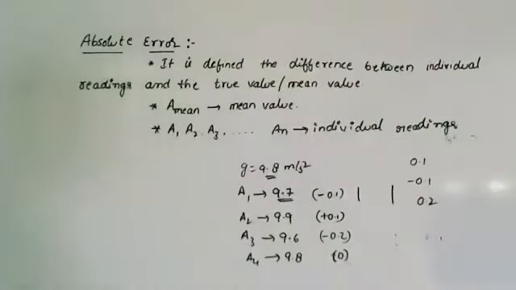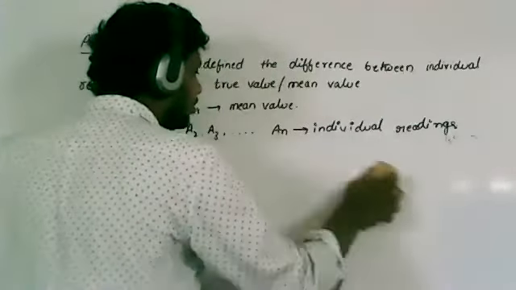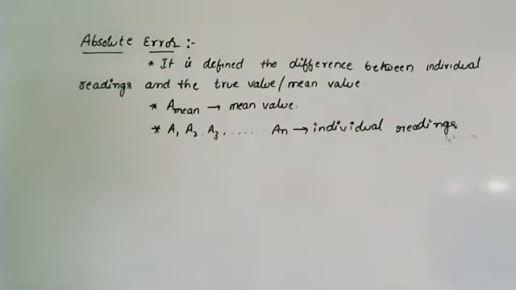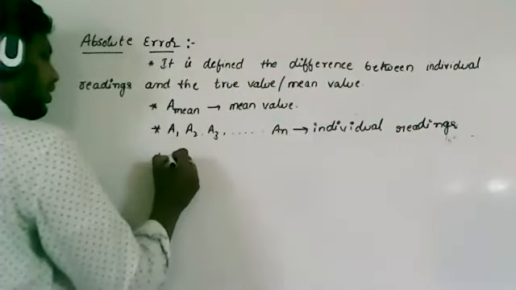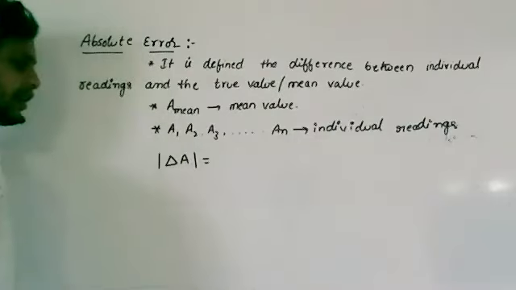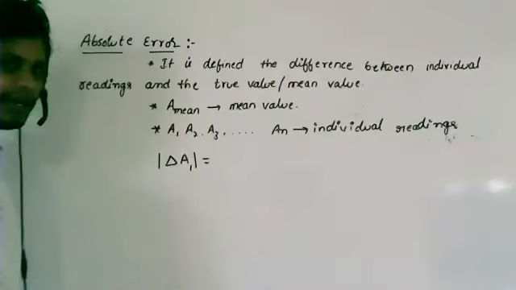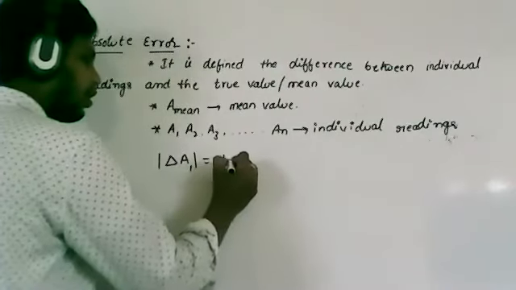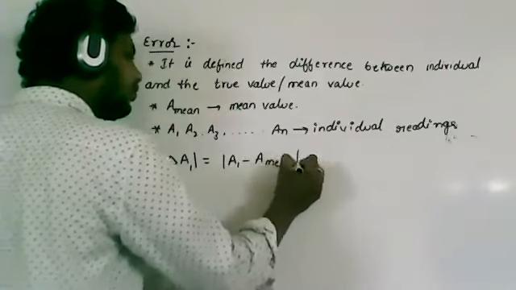Clear? You have to use the modulus. Now remember, I will take absolute error like this. The absolute error is taken as delta A. I will take this as delta A1. That delta A1 is the modulus of A1 minus A mean. So this is for the first value.